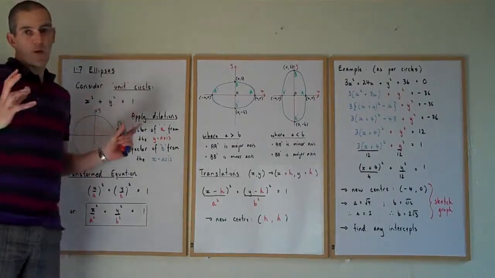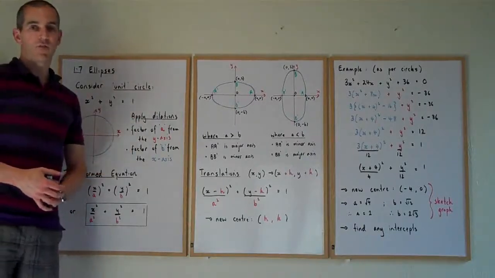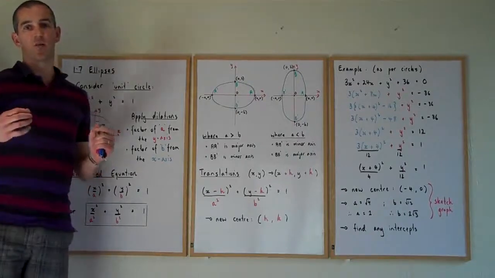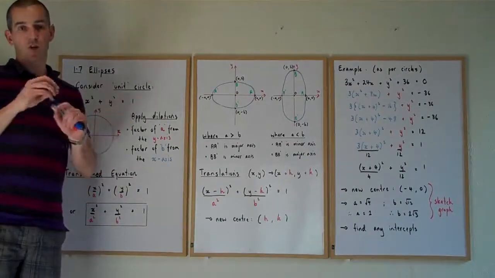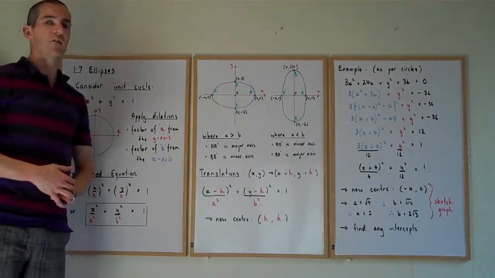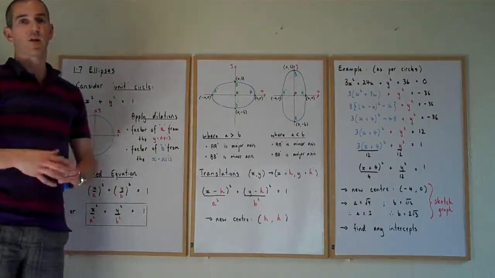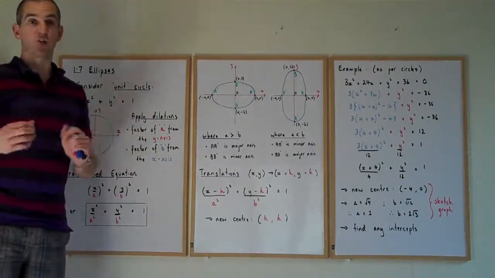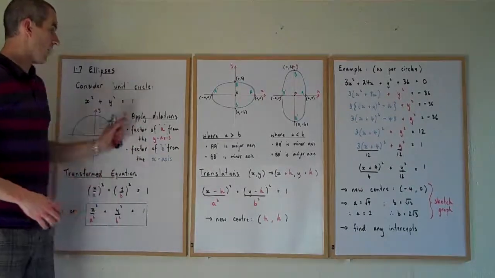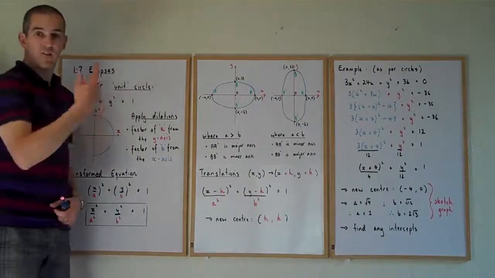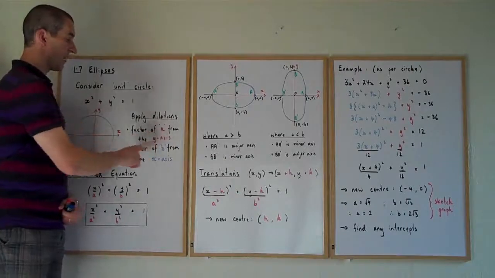We're now going to think about what happens if we were to apply dilation factors. So remember, dilation factors are a multiplying factor. They stretch our particular graph from whichever axis or in which direction we'd like to actually stretch our graph. So they actually change the shape of the graph. We can apply dilations here of a factor, so again a multiplying factor, a factor of a from the y-axis.